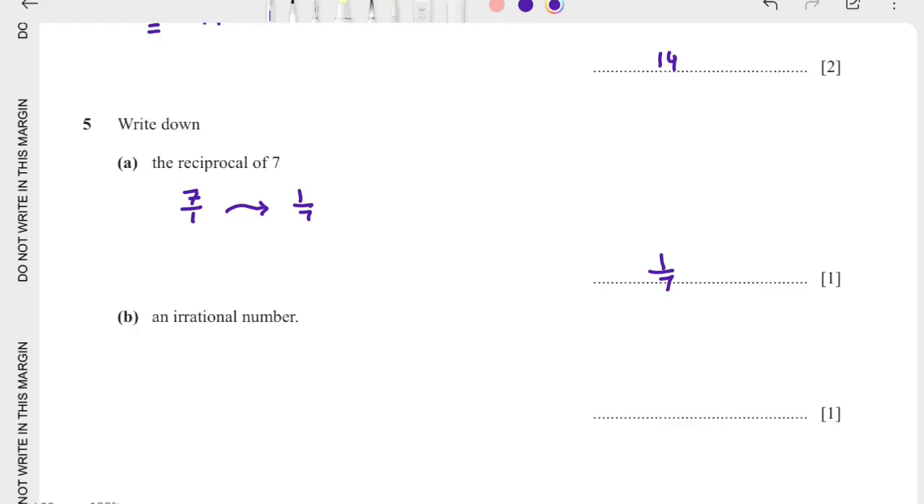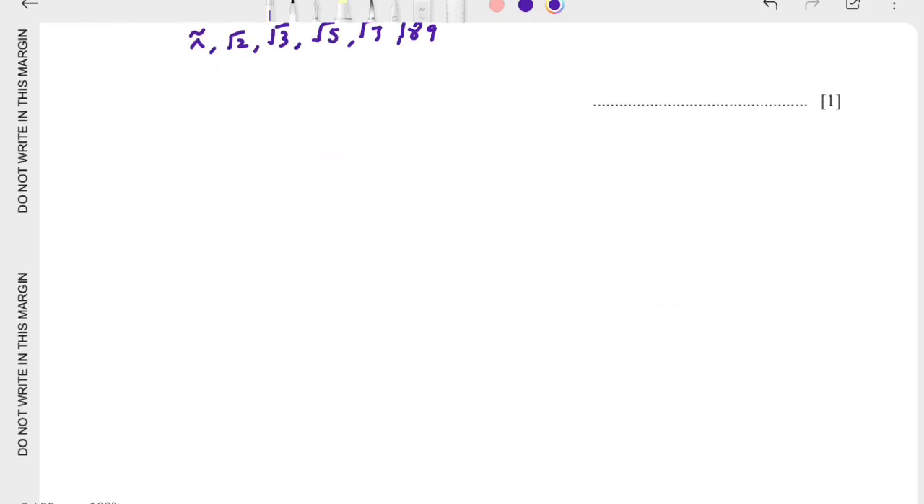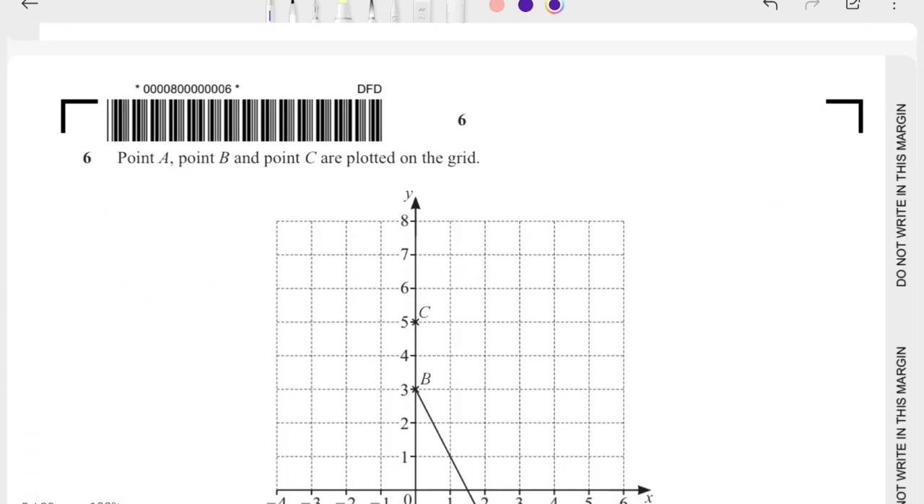An irrational number. Pi is an irrational number, square root of 2, square root of 3, or any other number like square root of 5, square root of 7, square root of 89. We can have only one. Next question.